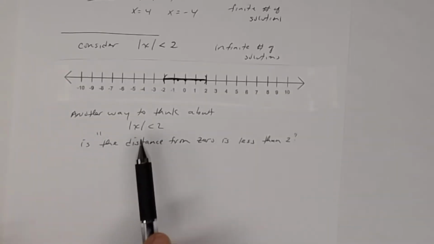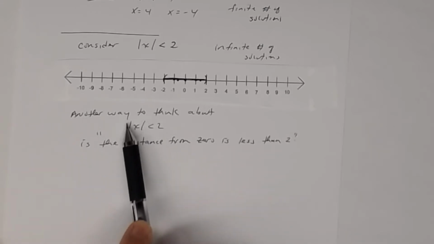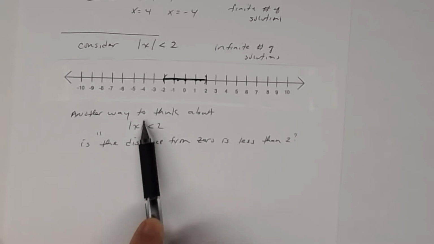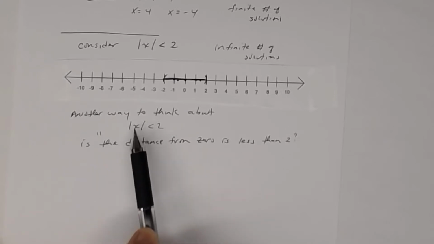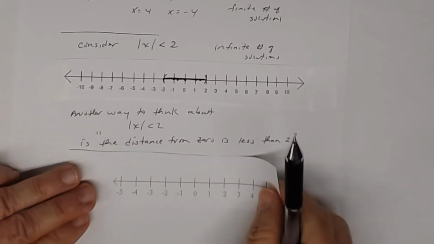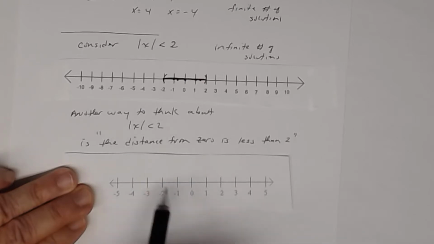So another way to think about the absolute value of x is less than 2 is this. Remember, absolute value is distance from 0. So the distance from 0 has to be less than 2. If I look at this number line right here, here's 0. So I want this distance to be less than 2.